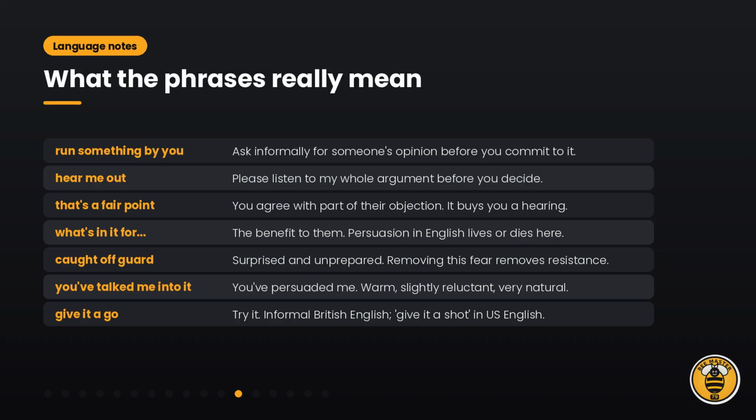Some language notes. To run something by someone means to ask for their opinion informally before you commit to it. Hear me out means please listen to my whole argument before you decide. That is a fair point signals that you agree with part of their objection, and it buys you a hearing. What is in it for me asks about the benefit, and persuasion in English lives or dies on that question. Caught off guard means surprised and unprepared. You have talked me into it means you have persuaded me, and it sounds warm and slightly reluctant. And give it a go simply means try it. That one is British English. In American English you would more often hear, give it a shot.